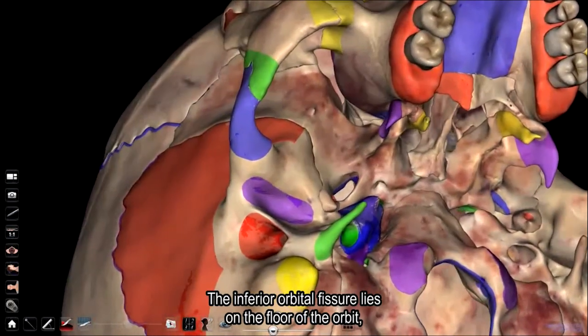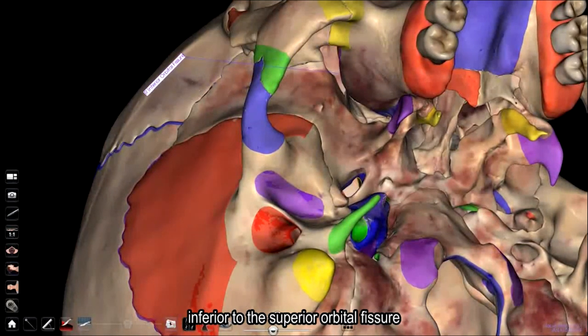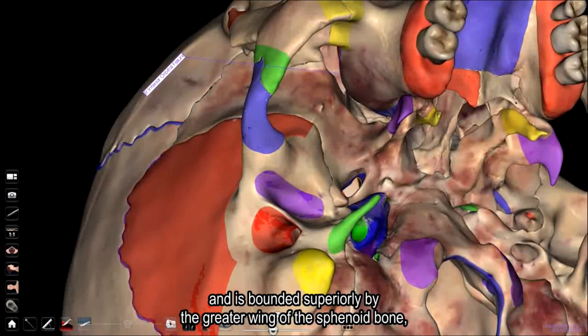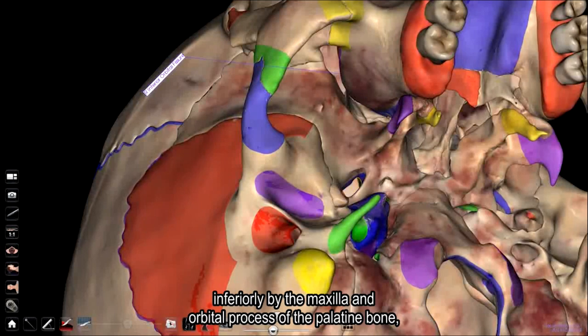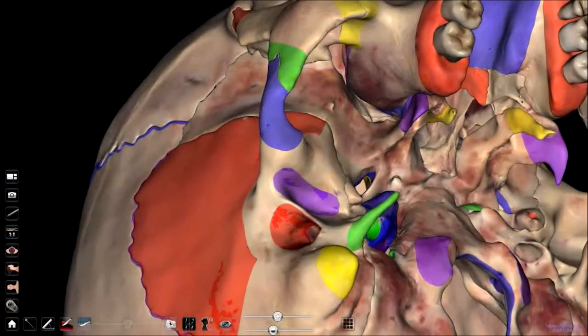The inferior orbital fissure lies on the floor of the orbit, inferior to the superior orbital fissure, and is bounded superiorly by the greater wing of the sphenoid bone, inferiorly by the maxilla and orbital process of the palatine bone, and laterally by the zygomatic bone.